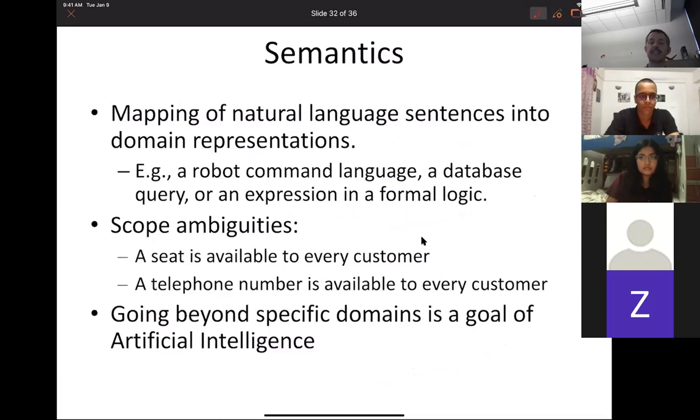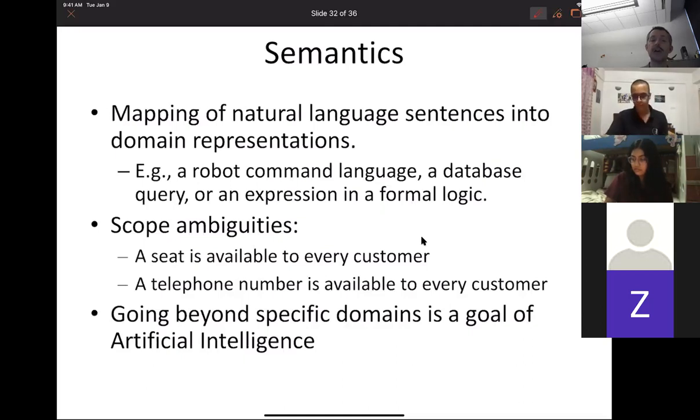Then there's semantics. This is the mapping of natural language sentences into domain representations that are meaningful. So a robot command language, a database query, or an expression in a formal logic. All of them are representations that are specific to a particular domain.